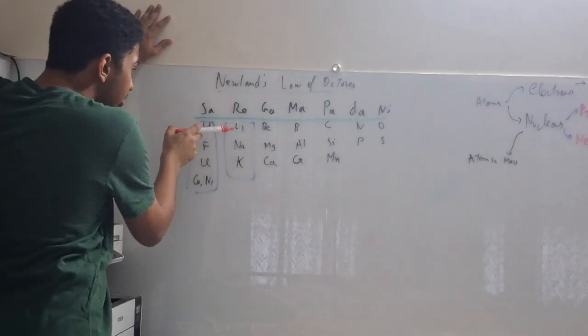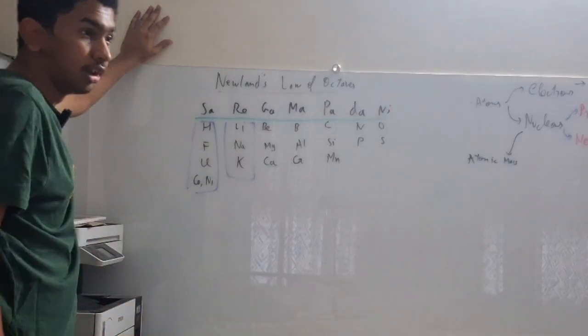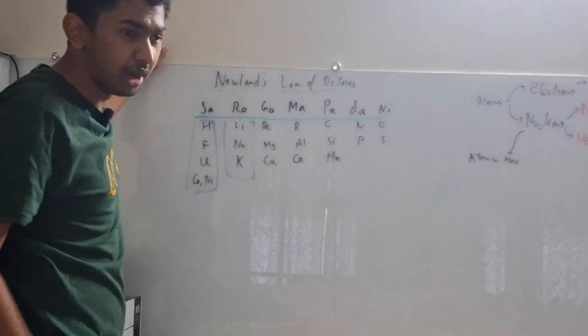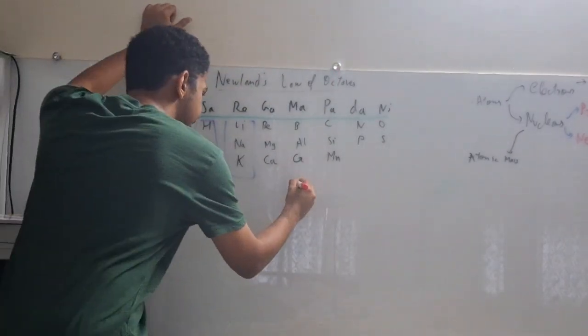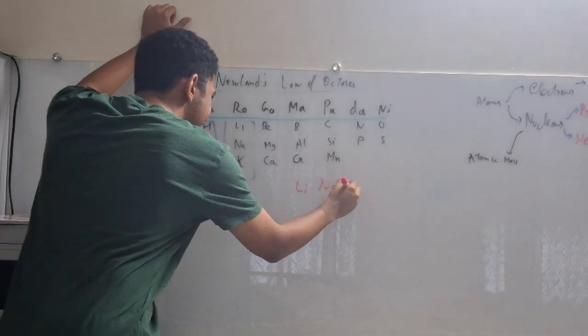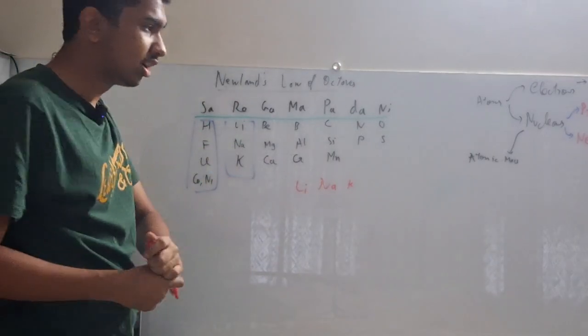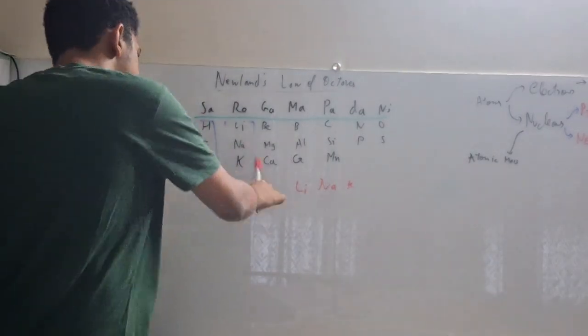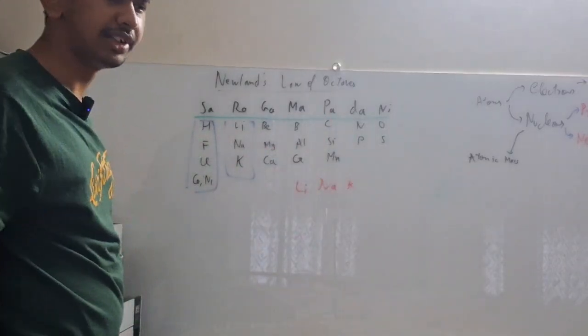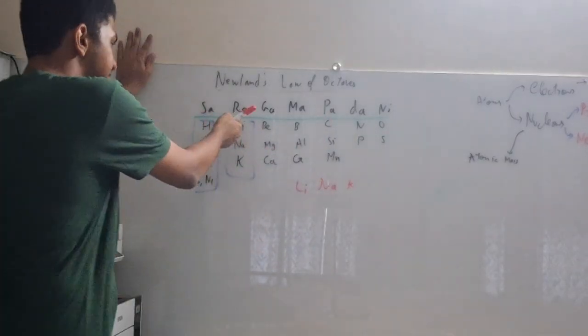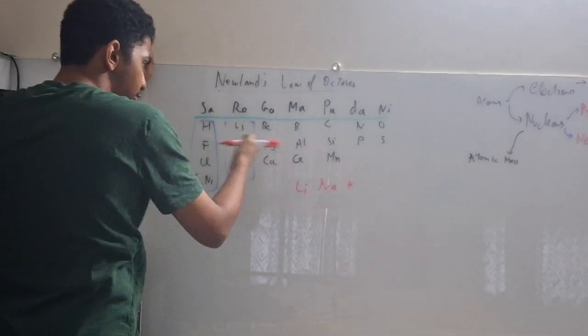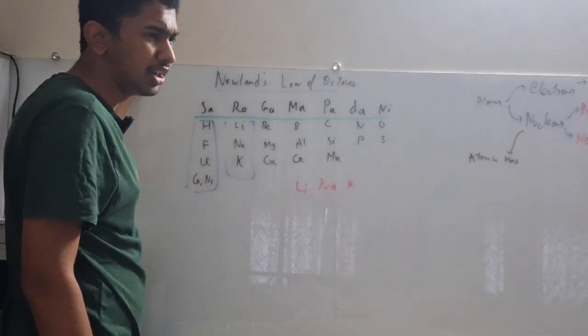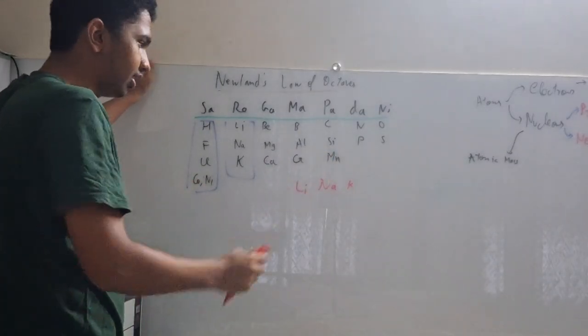This is lithium, sodium, and potassium. Do you remember the first Doberheiner's triad? It was lithium, sodium, and potassium. Both of these lists conclude that lithium, sodium, and potassium must have the same properties. This is just confirmation that what Doberheiner said was correct, but just incomplete.